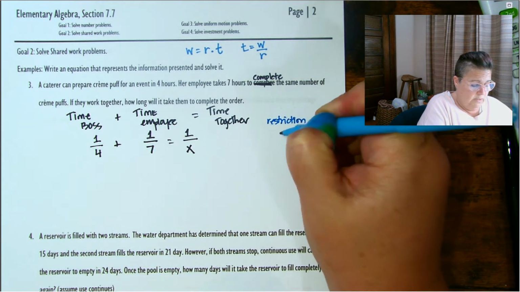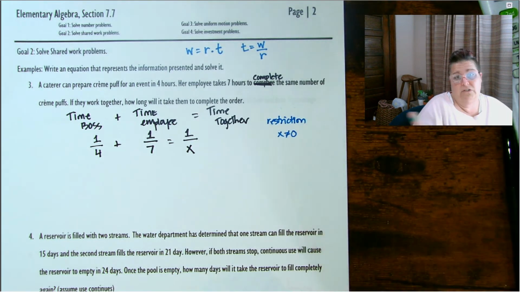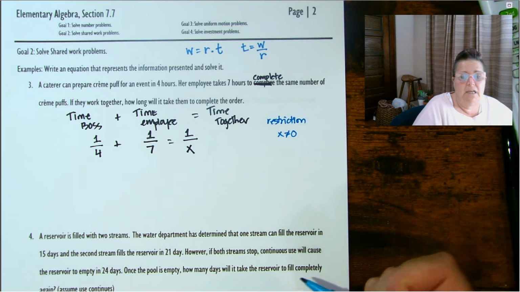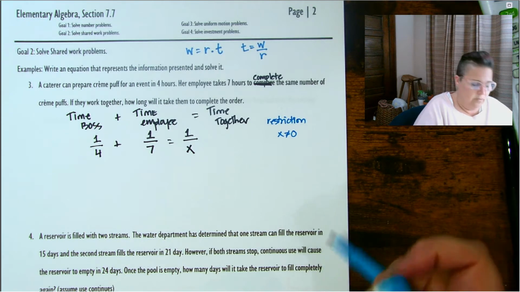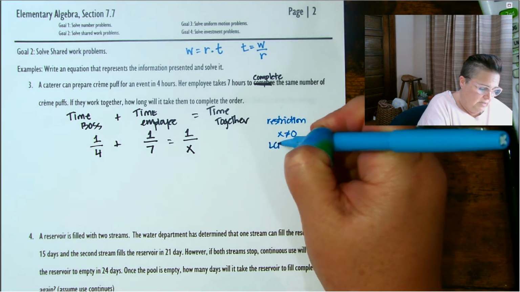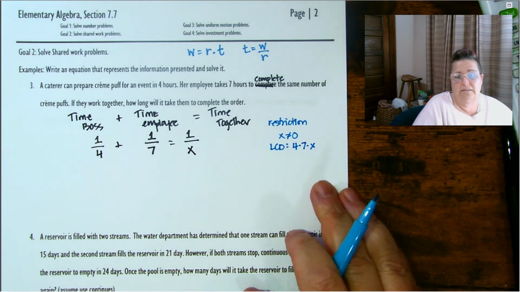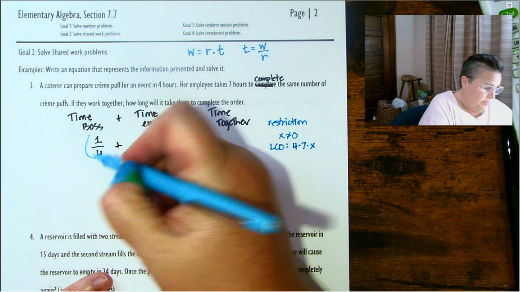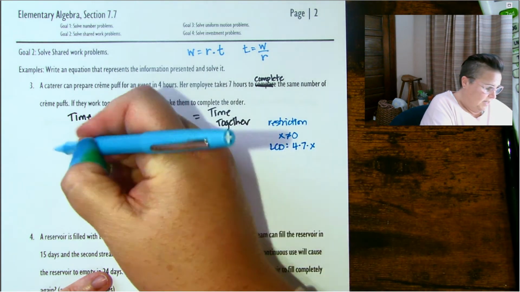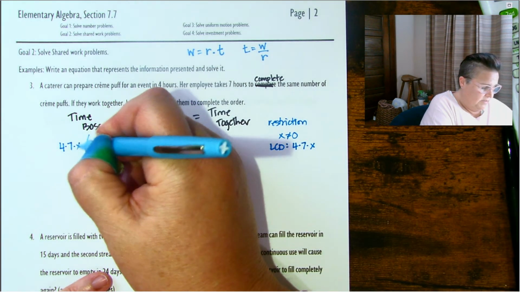We only know that x cannot be 0, which of course it can't, because it can't take them no time. They're not Sabrina, the teenage witch, right? They can't just snap their fingers and have it done. So x cannot be 0. And our least common denominator would be the 4 and the 7 and the x. So I'm going to multiply the left side and the right side by 4 times 7 times x.